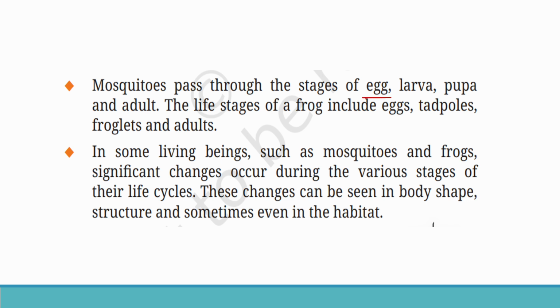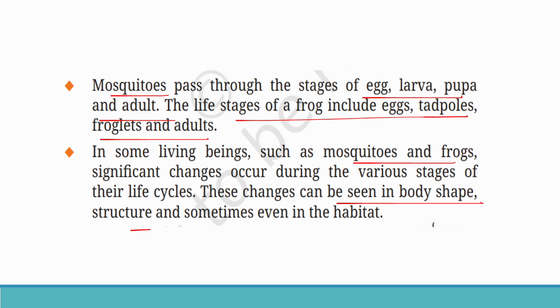Mosquitoes pass through the stages of egg, larva, pupa, and adult. The life stages of a frog include eggs, tadpoles, froglets, and adults. In some living beings, such as mosquitoes and frogs, significant changes occur during the various stages of their life cycle. These changes can be seen in body shape, structure, and sometimes even in the habitat.